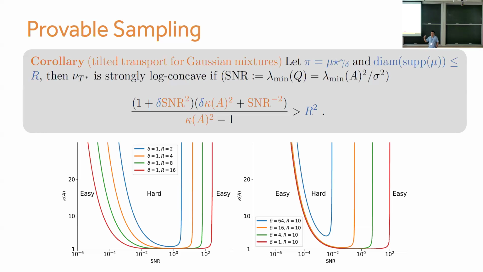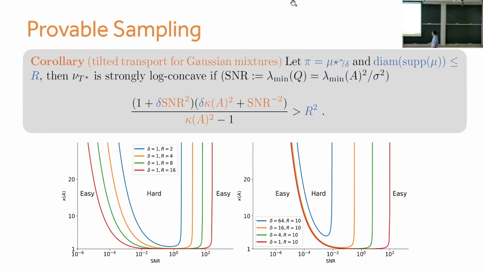So these are two parameters of your measurement model. These conditions give you very rich insights into how the difficulty of your posterior sampling task depends on these two groups of parameters. Okay, so I'm plotting these two phase diagrams to illustrate this point.